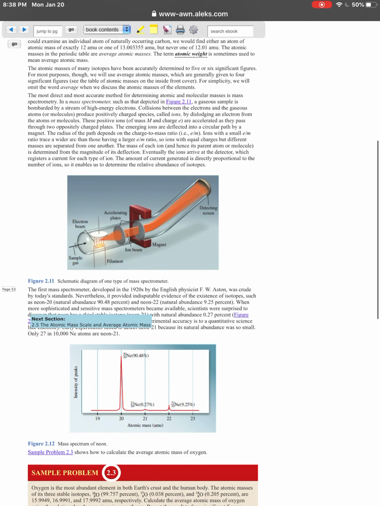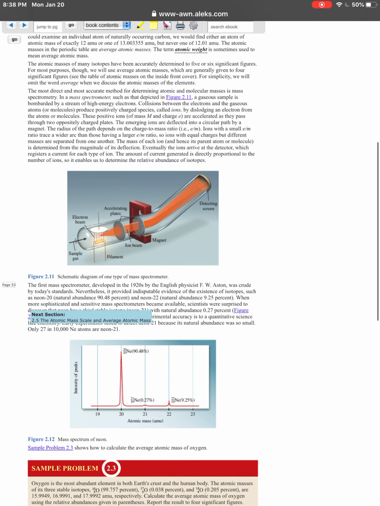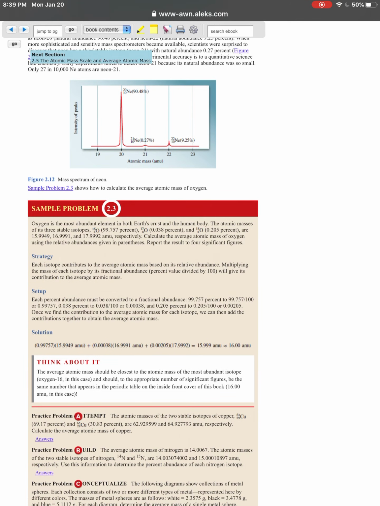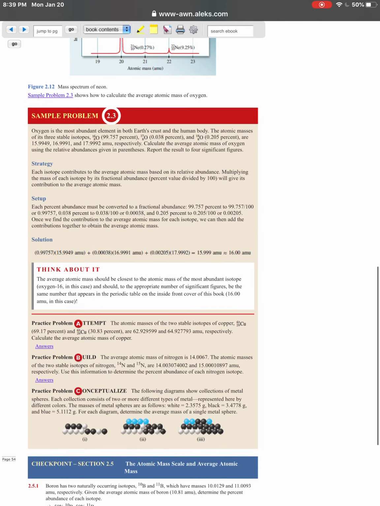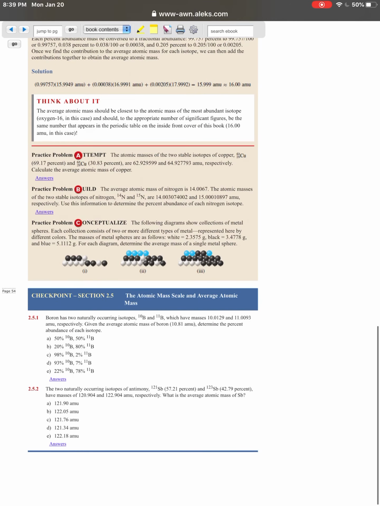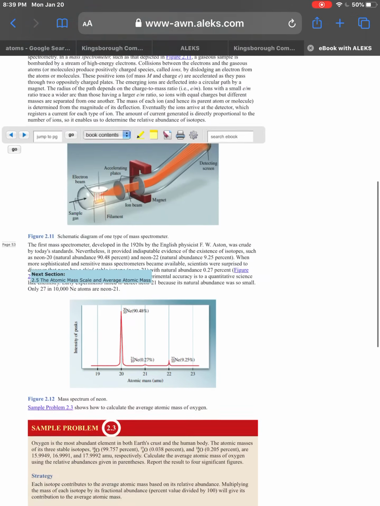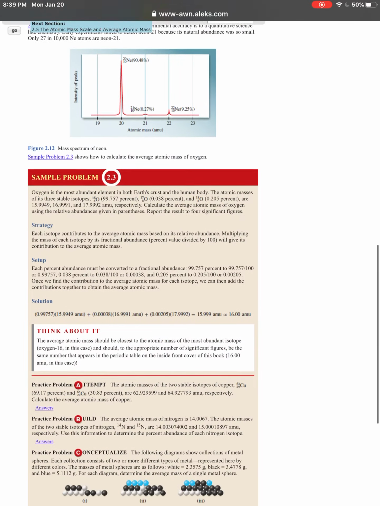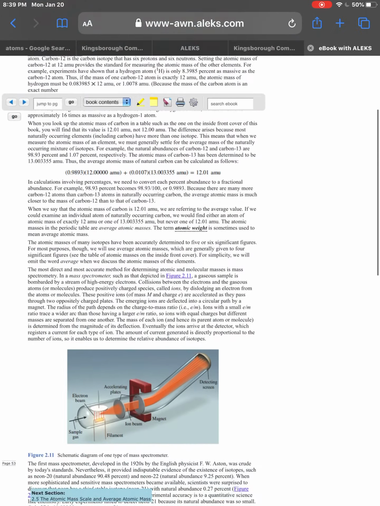Here's a discussion of how atomic mass is measured using what's called a mass spectrometer, so you can look that over. And then this calculation in sample problem 2.3 is an important type of calculation, so I encourage you to look that over for oxygen and do that one. It's called a weighted average. Do the practice problems for this one, and of course the checkpoints as well. There's really one type of calculation in this section, and that's how you get the atomic mass. We're trying to figure out how much these atoms weigh.